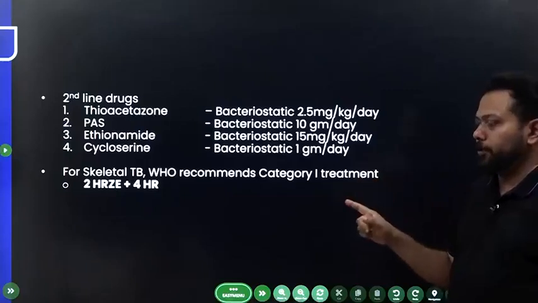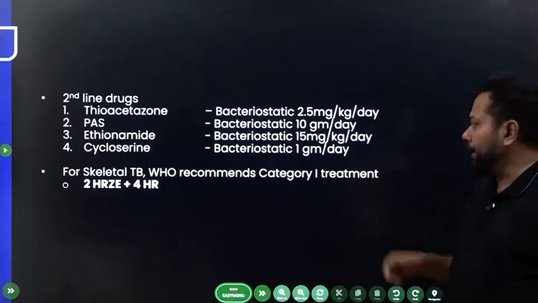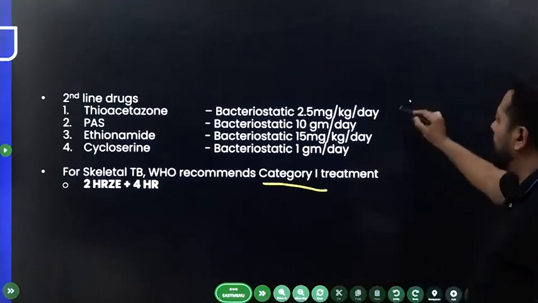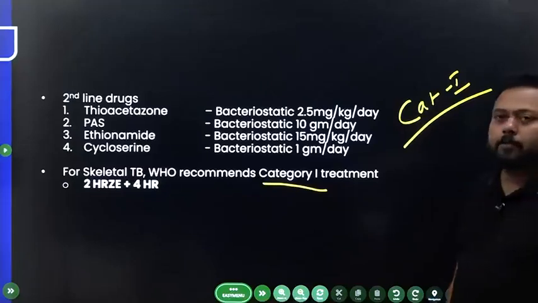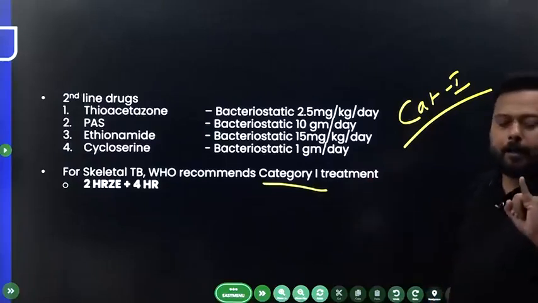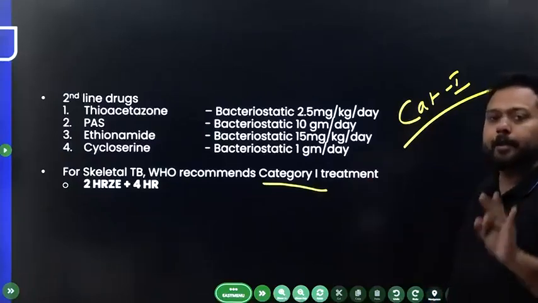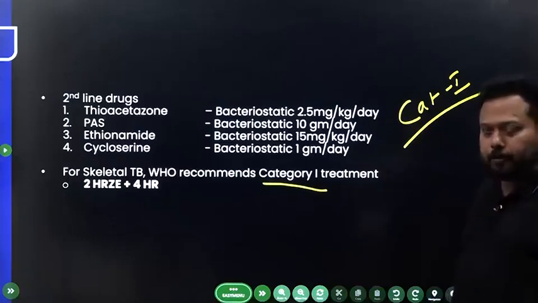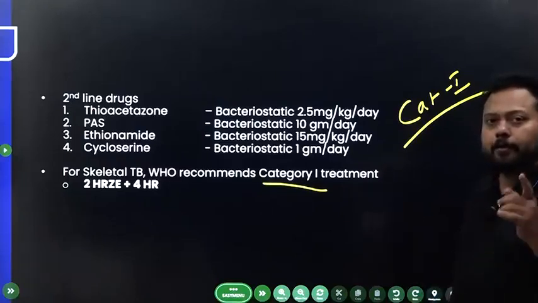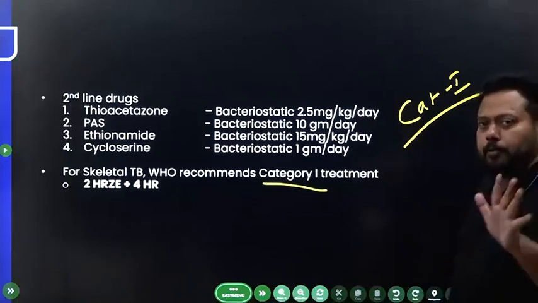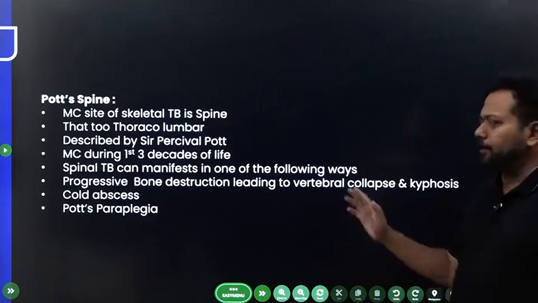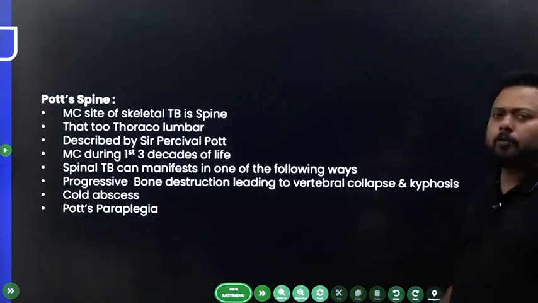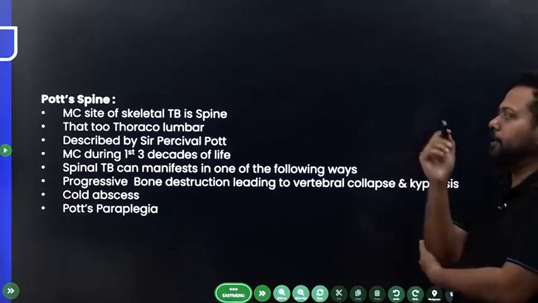For skeletal tuberculosis, WHO recommends category 1 treatment, CAT 1. It usually comes in MCQ as CAT 1 treatment in pharmacology. CAT 1 means what? For 2 months, you are giving INH, rifampicin, pyrazinamide, ethambutol, 4 drugs for the first 2 months. Then for another 4 months, you are giving just INH and rifampicin alone. So this is called CAT 1 treatment, and that is generally followed. Usually this is a 6 months regime, but for skeletal tuberculosis, we will extend up to 9 months.